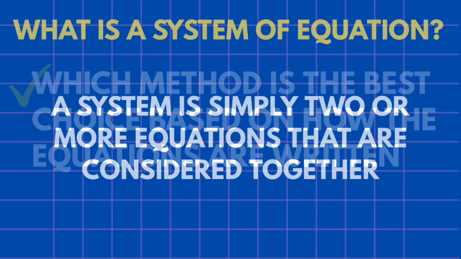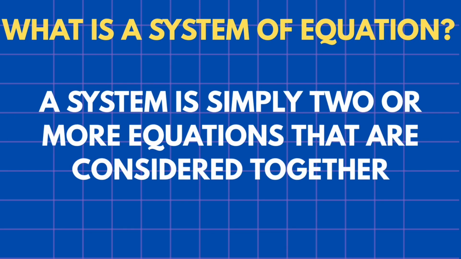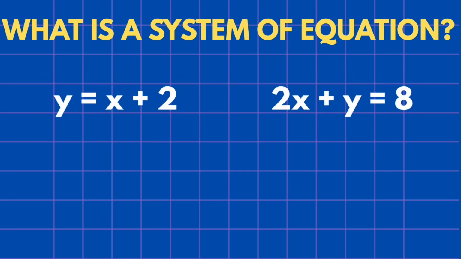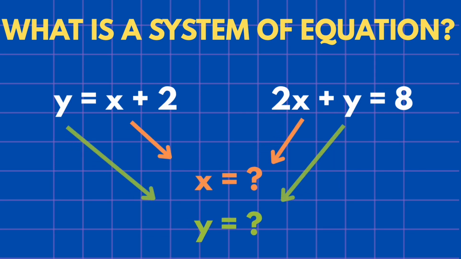Before we compare methods, let's quickly remind ourselves what a system of equations actually is. A system is simply 2 or more equations that are considered together. Our goal isn't to solve each equation separately. Our goal is to find the ordered pair that makes both equations true at the same time. No matter which method we choose, the final answer should always be exactly the same. The only difference is how we get there.